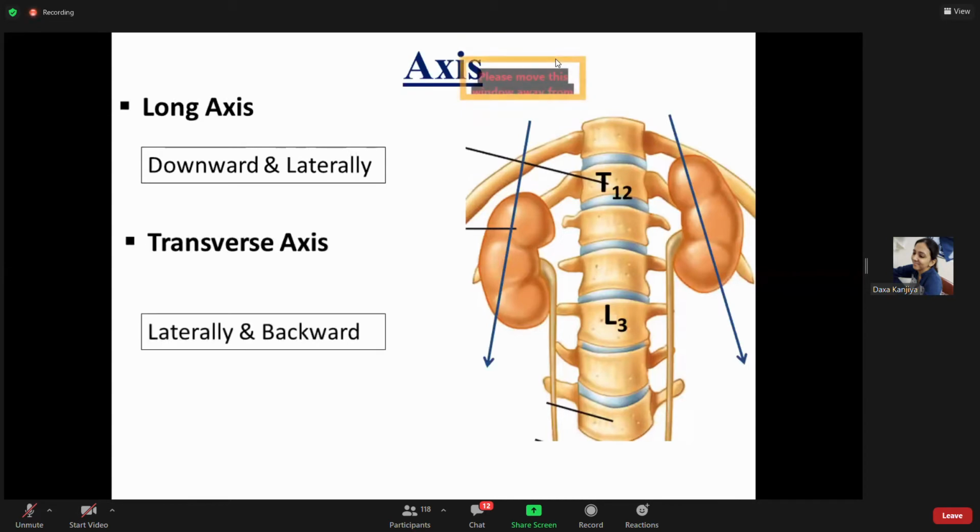Transverse axis is directed laterally and backward. That means the lateral border, if you see, lies more posteriorly as compared to the medial border. So the long axis is directed downward and laterally, while the transverse axis is directed laterally and backward.